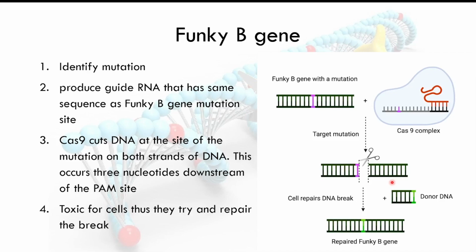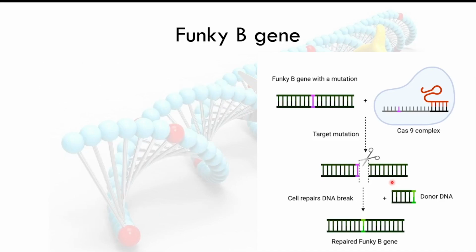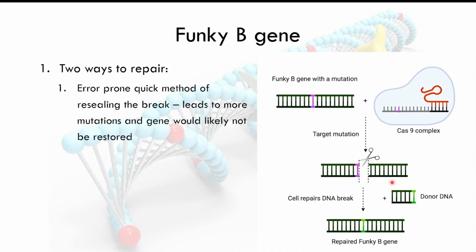The cut DNA, as I said, is toxic for cells, so they try to repair the break. Now, there are 2 ways to repair it. One is very error prone. They just come along and try to reseal it by adding more nucleotides. So this is very error prone, and the gene probably won't be restored properly.